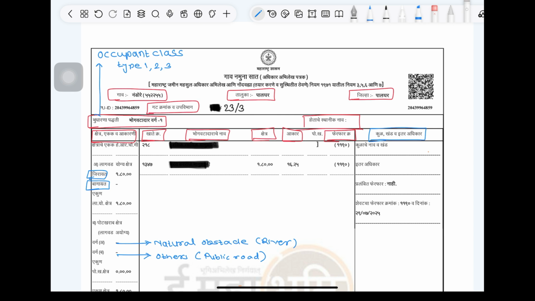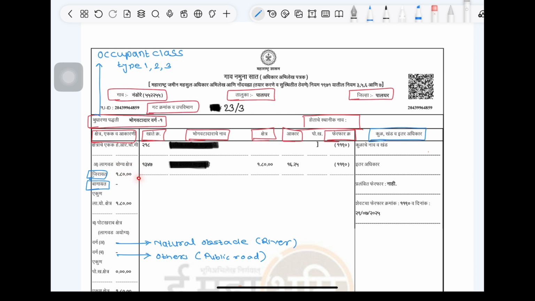To the left hand side corner, you have Kshetra or Akarni. Kshetra means area, Akarni is taxation. Lagvad Yogya Kshetra. It means land suitable for cultivation. Jirayat, rainfed. Bagayat means which is dependent on irrigation. Now here rainfed land is 1.8.00. What does it indicate?